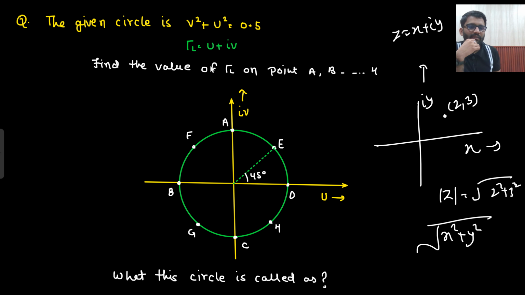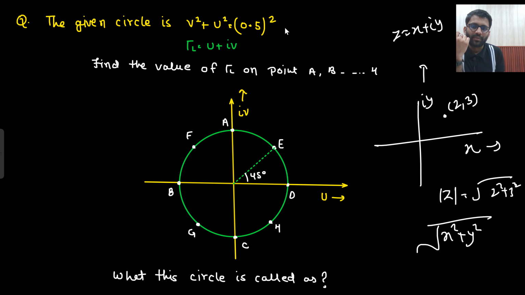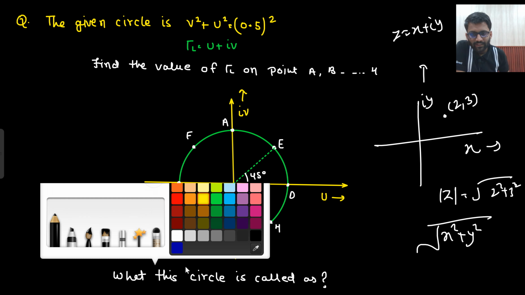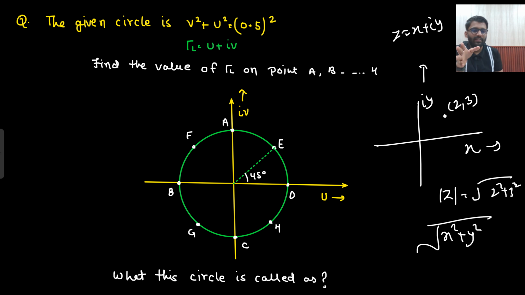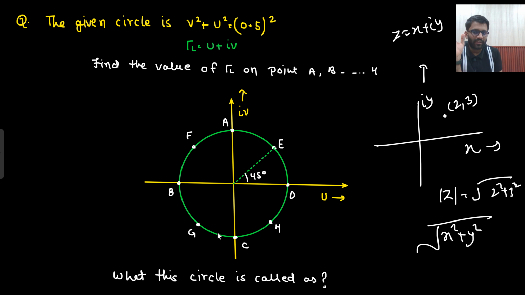What is this circle? This circle is u square plus v square equals 0.5. Let me make it better: actually, it should be 0.5 square. So this circle is u square plus v square equals 0.5 square, which means its radius is 0.5. Forget about resistance and reactance now; we are not talking about them. We only know that this circle's equation is v square plus u square equals 0.5 square, so on this complete circle, the mode of gamma L will be 0.5.